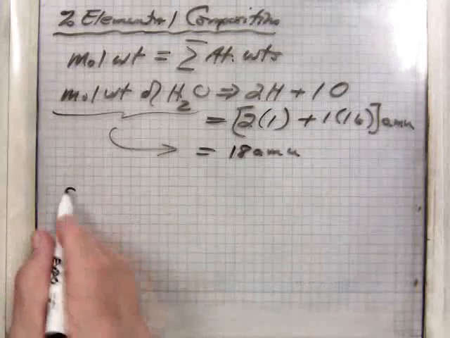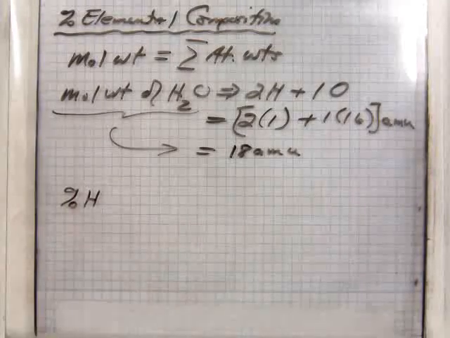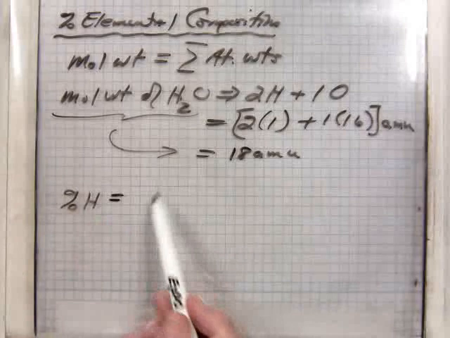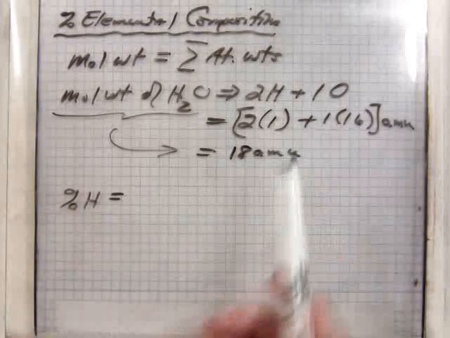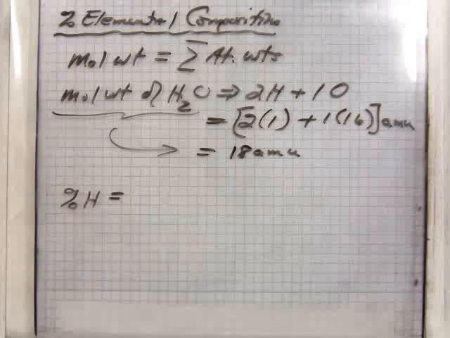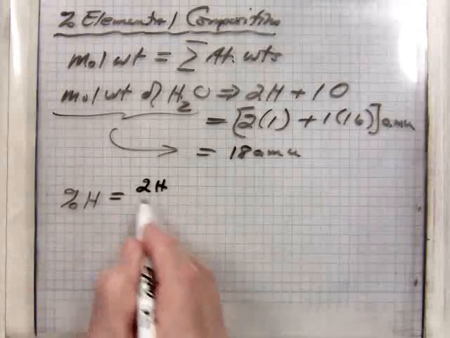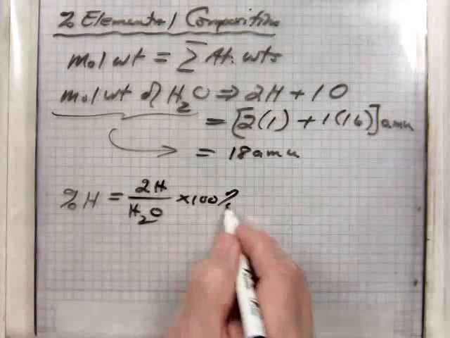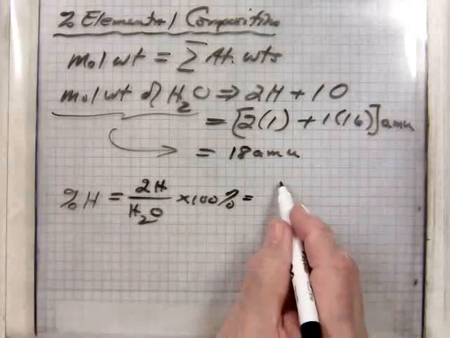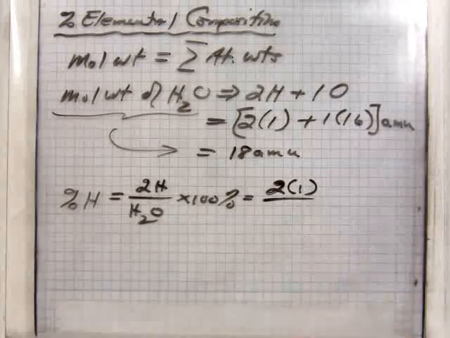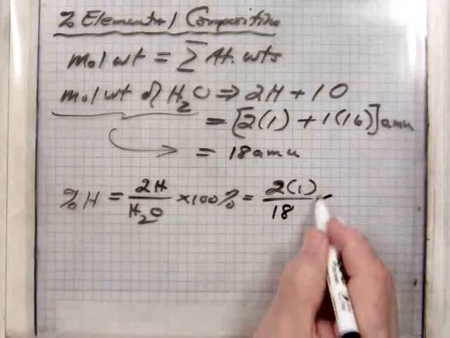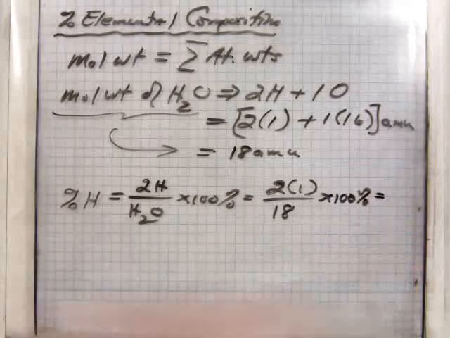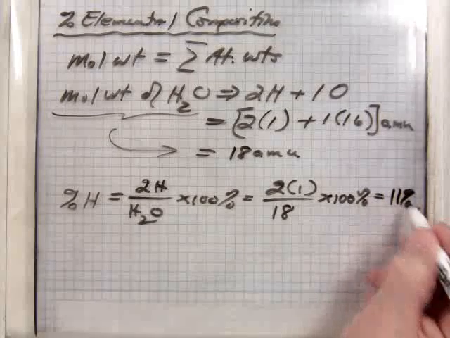Well, the percent hydrogen in the H2O is the mass of all the hydrogen divided by the mass of the molecule times 100. So we have 2 hydrogens over H2O times 100%. So that's 2 times 1 over 18 times 100%. And that is, I'll say, 11% by weight.